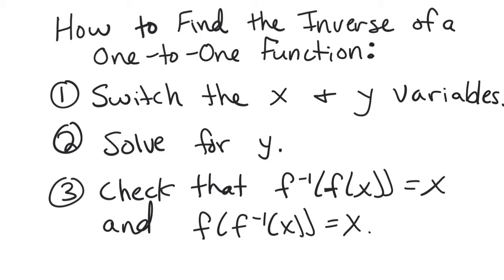All right, to find the inverse of a one-to-one function, there are 3 steps. Step 1, switch your x and your y variables. So every time you see an x, you put in a y, and every time you see a y, or remember f of x equals y, you put an x. Step 2, solve for y. Step 3, and we did this last week, is where you check to see if when you plug one function into the other, you get x. So let's do some examples.